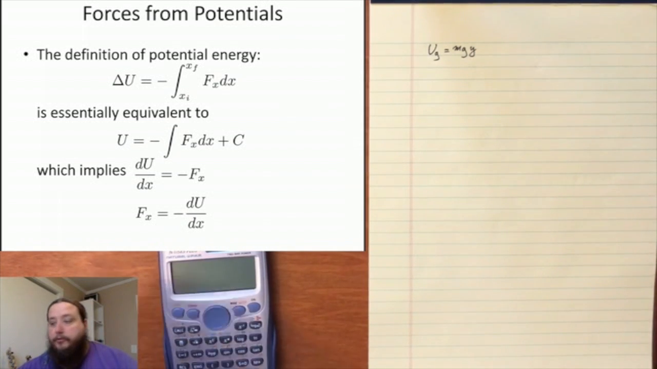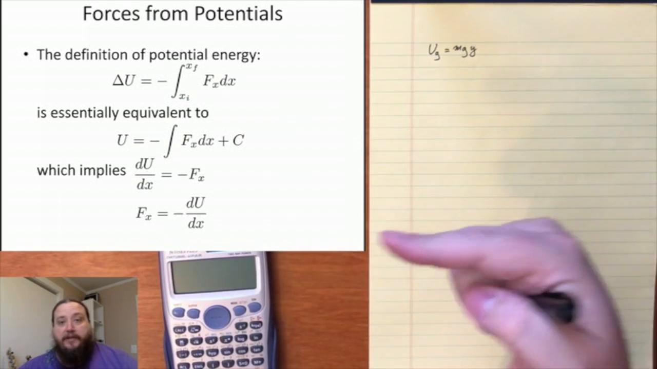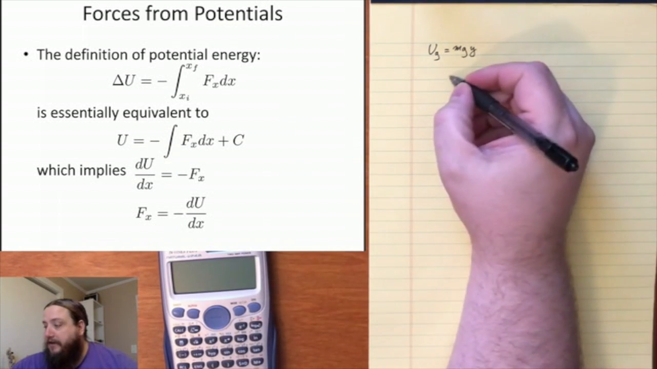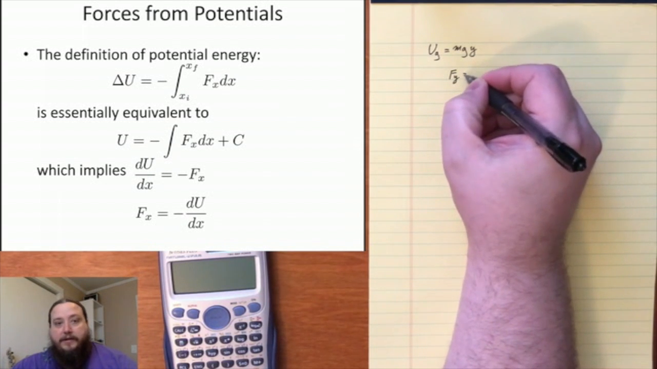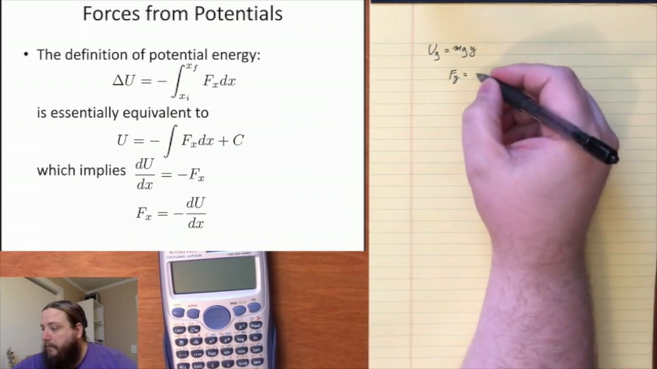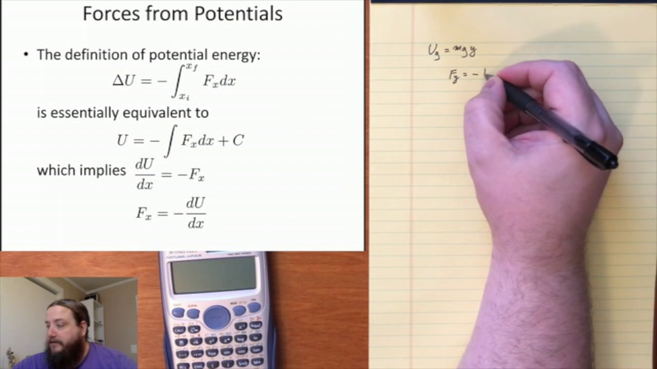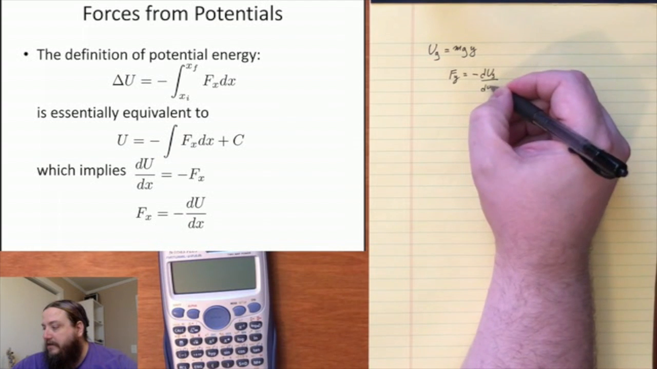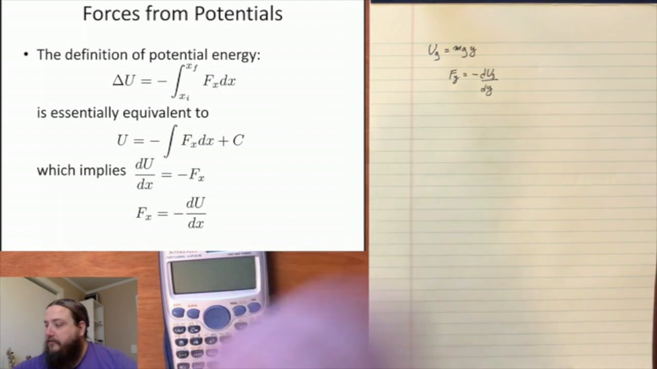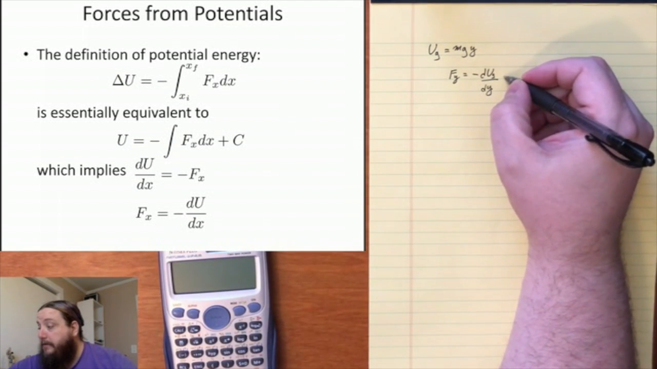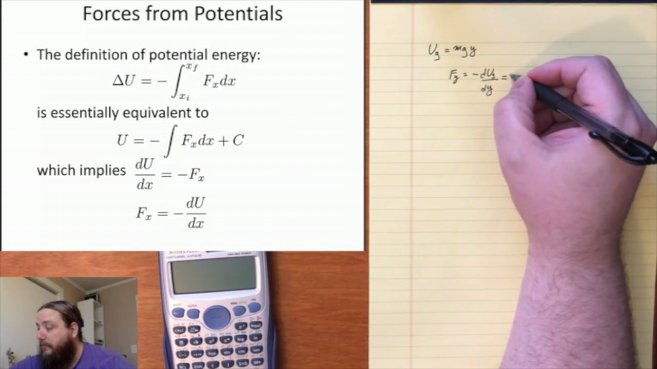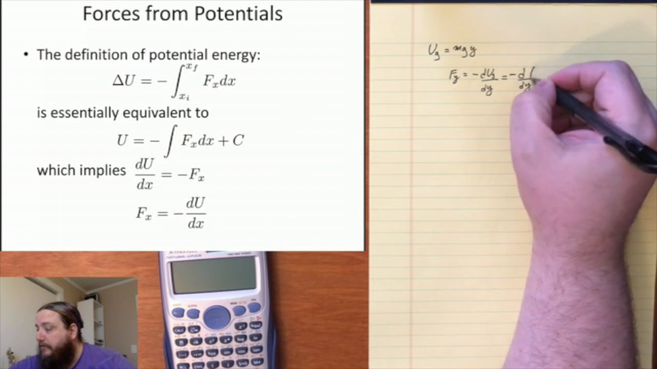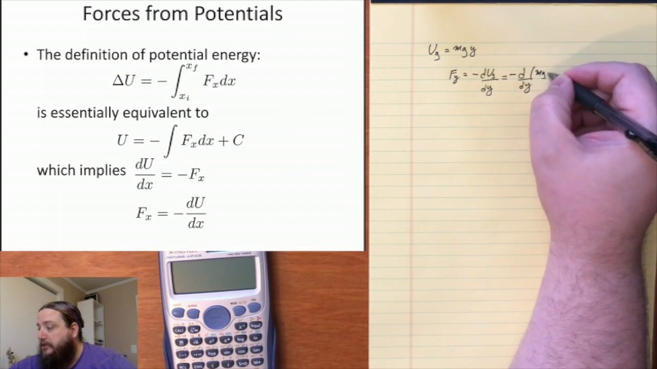And if we just use this definition here of f of x, or f of y in this case, we say f of y is equal to minus du dy. Well, minus du dy is equal to minus d by dy, the derivative of mgy.